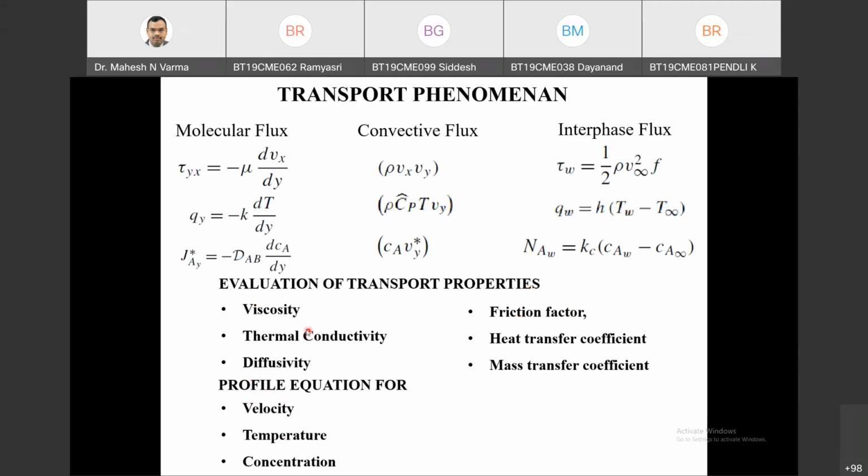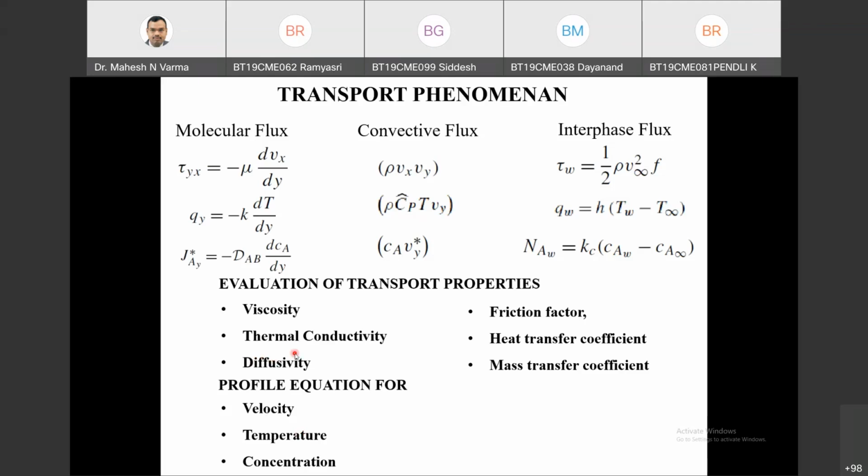Similarly, in heat transfer, if I know how to estimate the thermal conductivity, how to estimate the heat transfer coefficient, and how to get the temperature profile, I can solve almost all problems in heat transfer. All design problems can be solved.